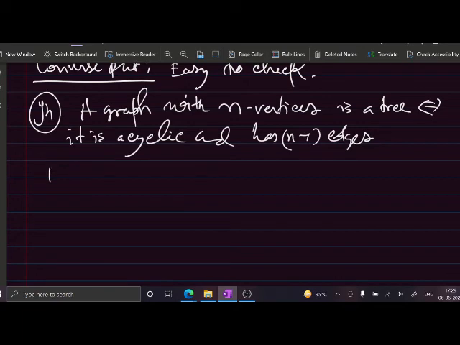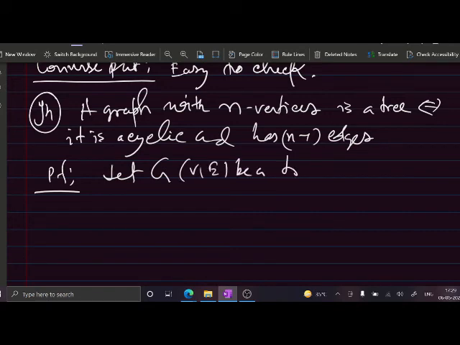So what is the proof? Let G(V, E) be a tree. Since it is a tree, it is acyclic, and from the previous theorem you can prove that the number of edges is the number of vertices minus 1. Then we are done.